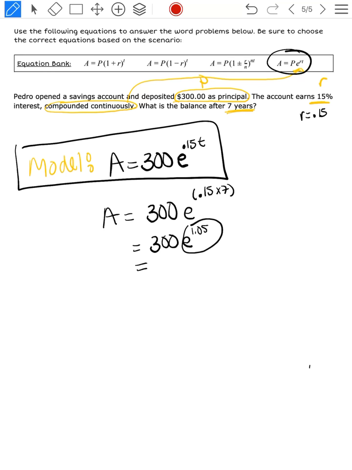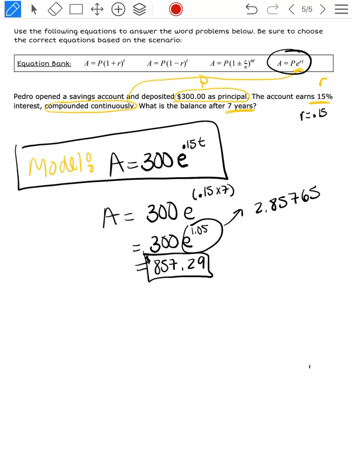And now I'm going to do exponent first, so E to the 1.05 power. That gets me, I'm just going to write this for a second. I have an E button on my calculator, so that gets me 2.85765. And then I multiply that by 300 to get my final answer, which is 857.29.